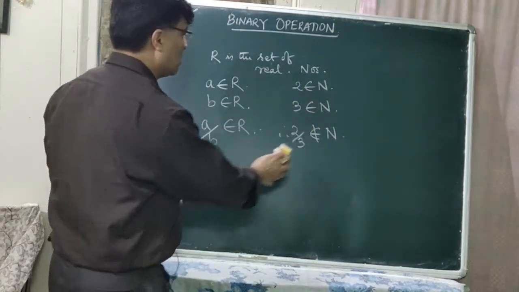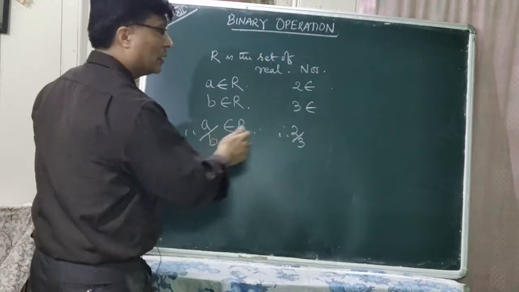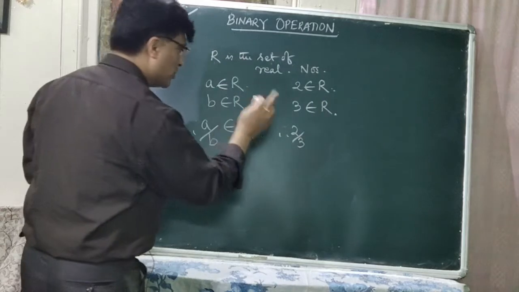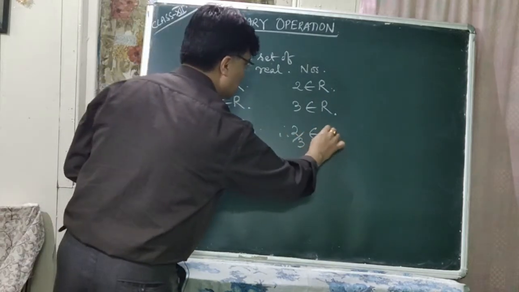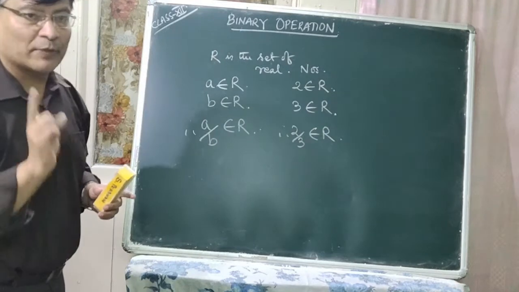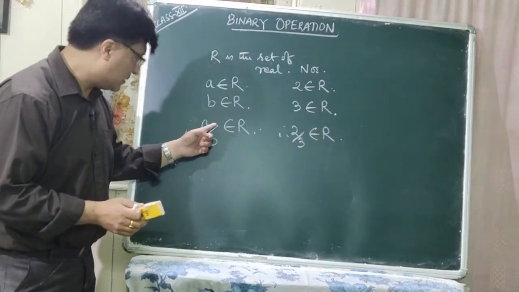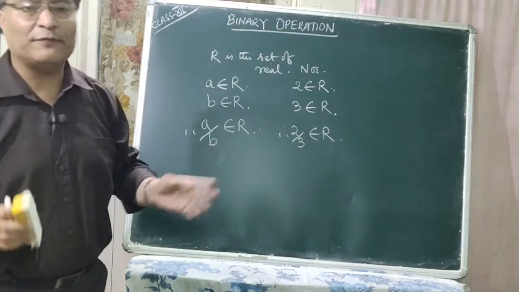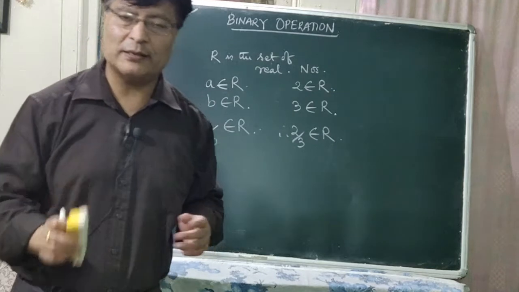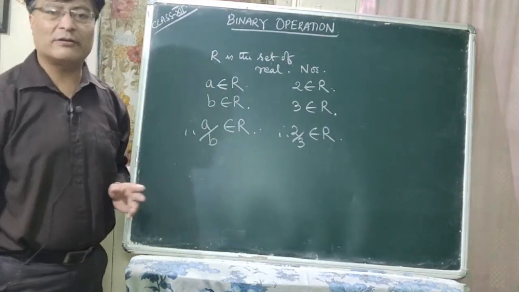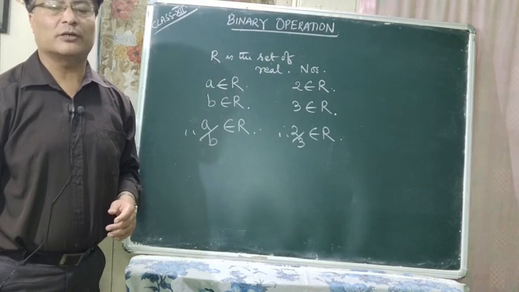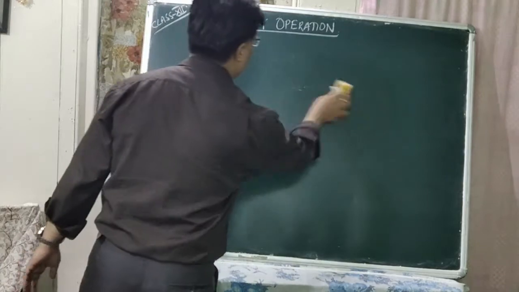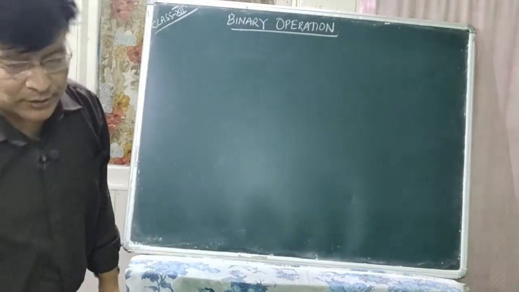Here 2 belongs to real numbers R, and 3 belongs to real numbers R. So naturally their division 2 by 3 also belongs to the set of real numbers. So this division operation is a binary operation on the set of real numbers. So I think you have understood what a binary operation is. So let us write down the definition of binary operation. How will you define this binary operation?